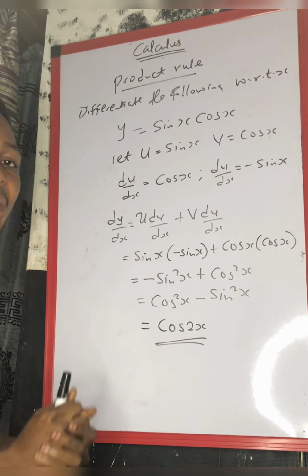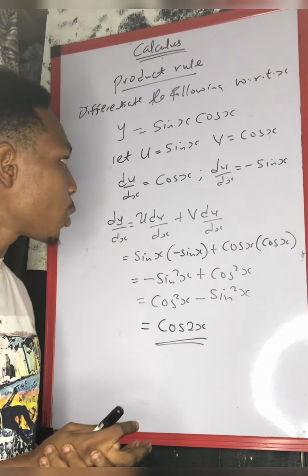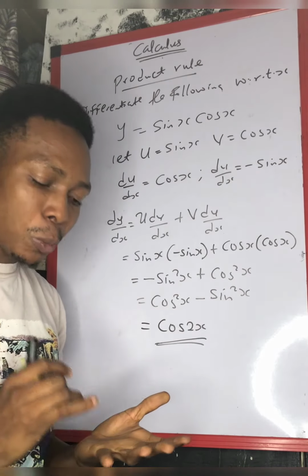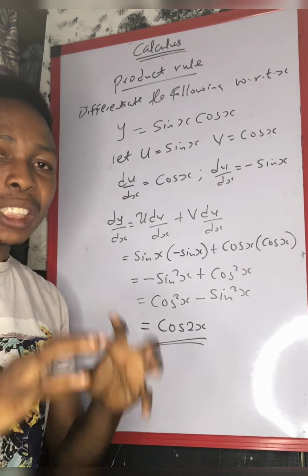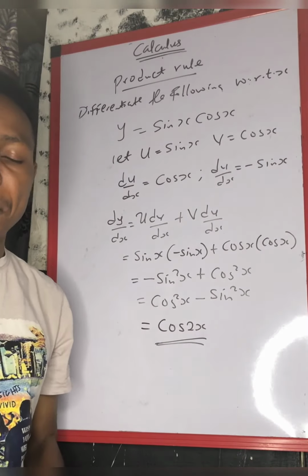Alright, thank you very much. That's all for the product rule. We can move down to the quotient rule. After the quotient rule, we move on to function of a function, before we start taking the combination of all the rules together. Alright.